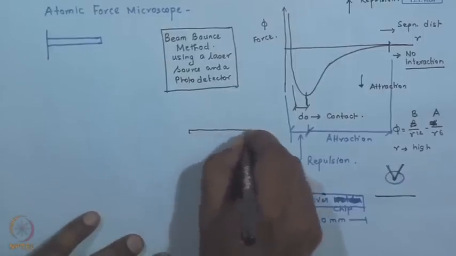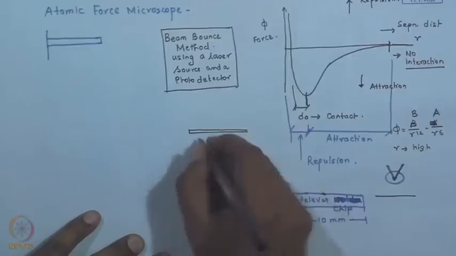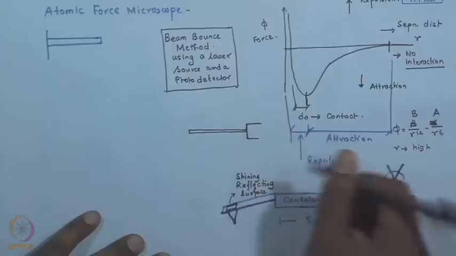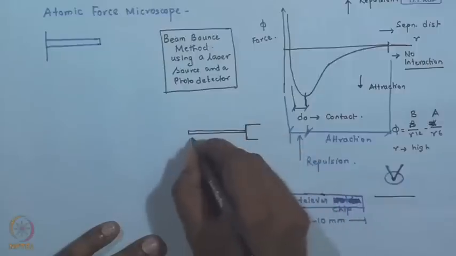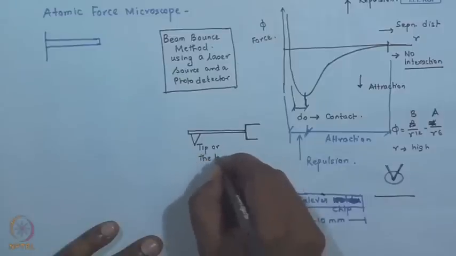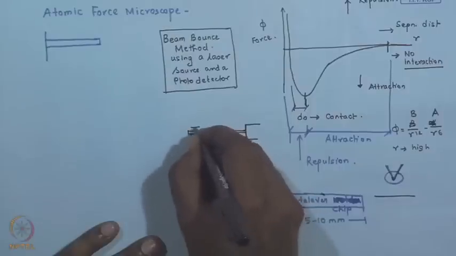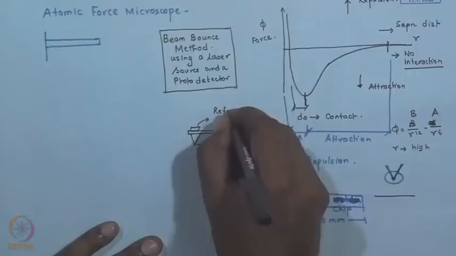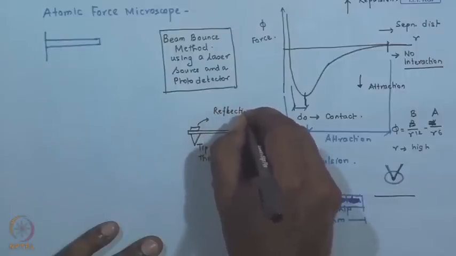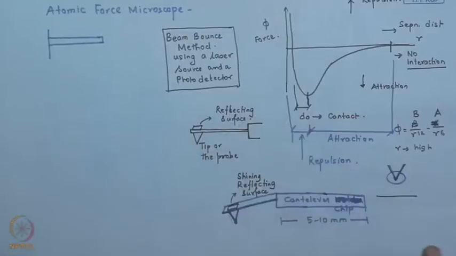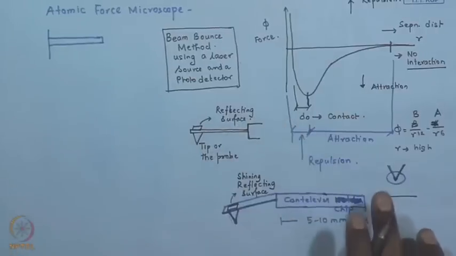So let me just draw it again, more of an engineering drawing. So this is the cantilever. Here it's mounted or attached to the cantilever chip on one side. On the other side, on one side, you have the probe, the tip, or the probe. And on the other side, you have a small area which offers a reflecting surface. Okay, so this is what is a cantilever and the tip.